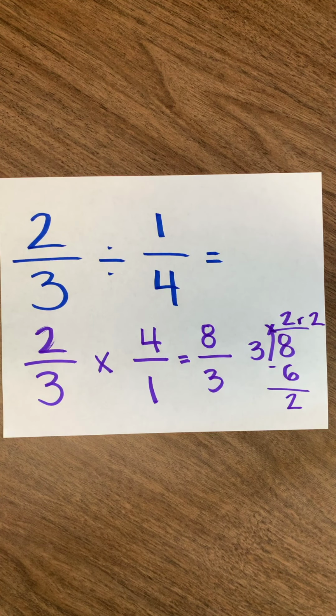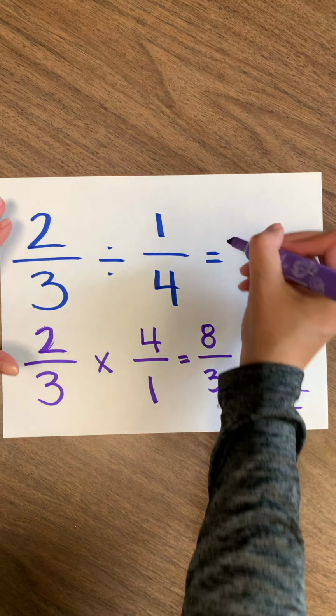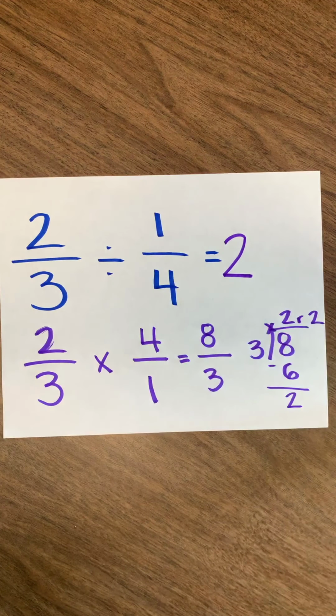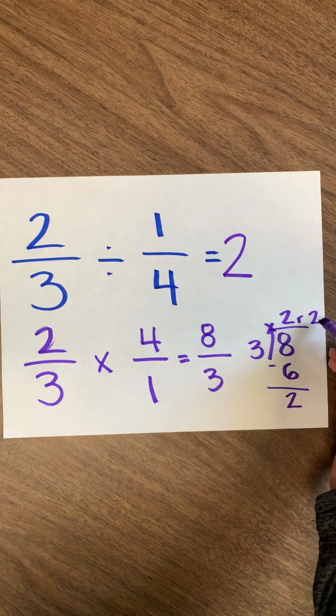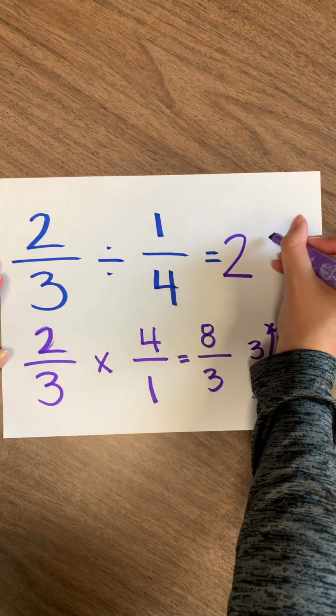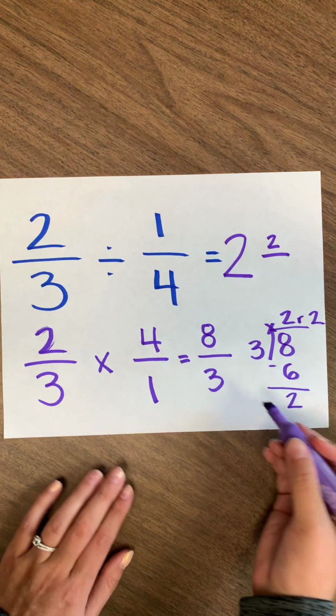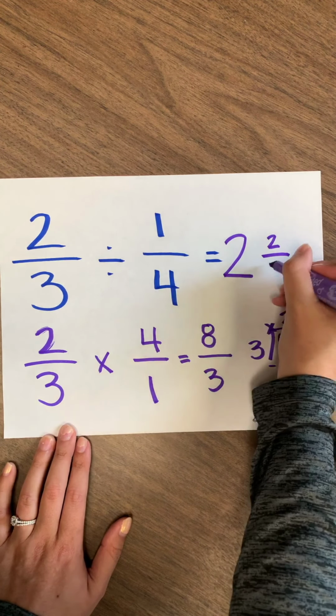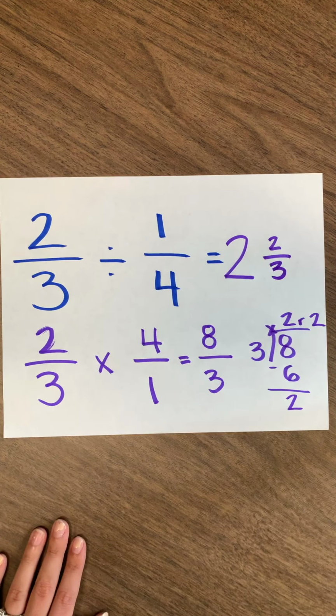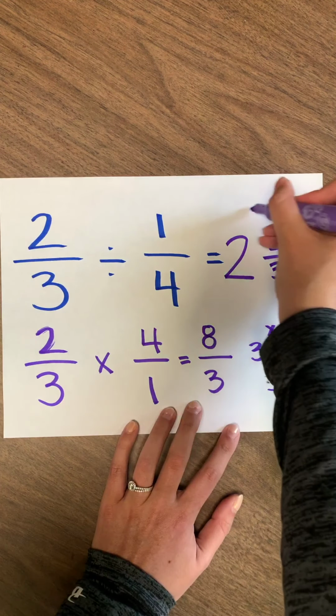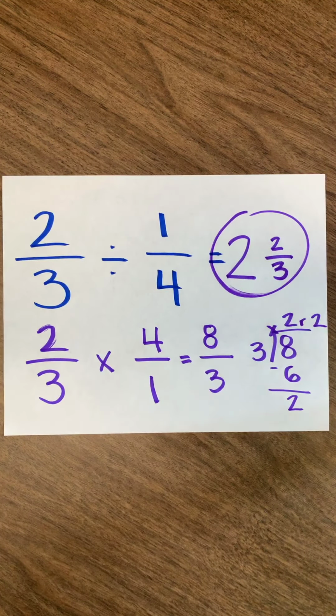So the L in GLAD stands for leave your answer as the whole number. The A stands for always put your remainder as the numerator. And D, denominator stays the same. The denominator was thirds, remember. So we end up with 2 2/3 as our final answer.